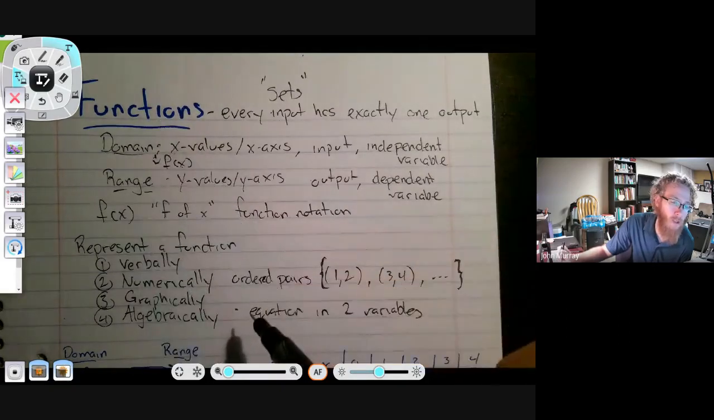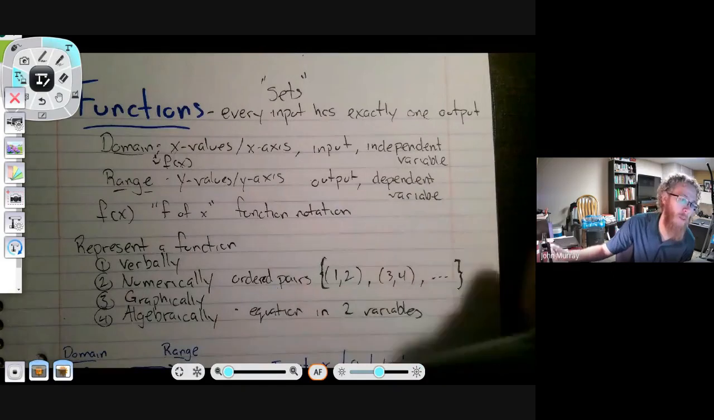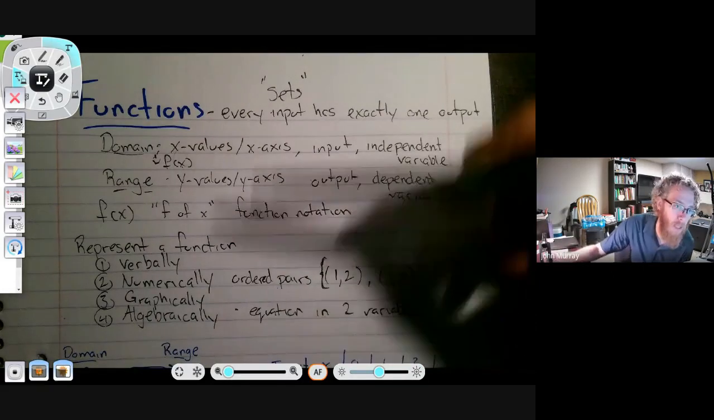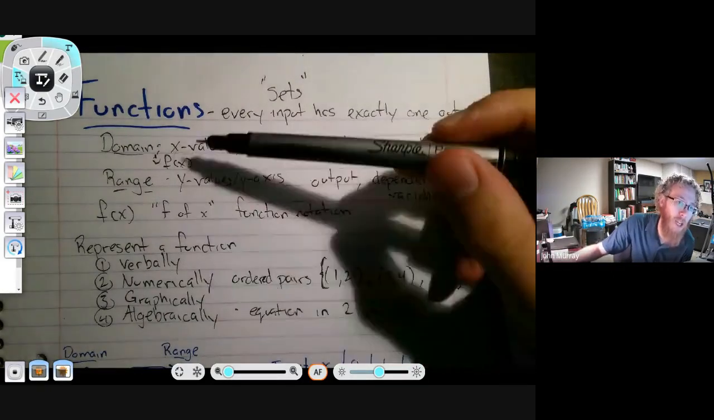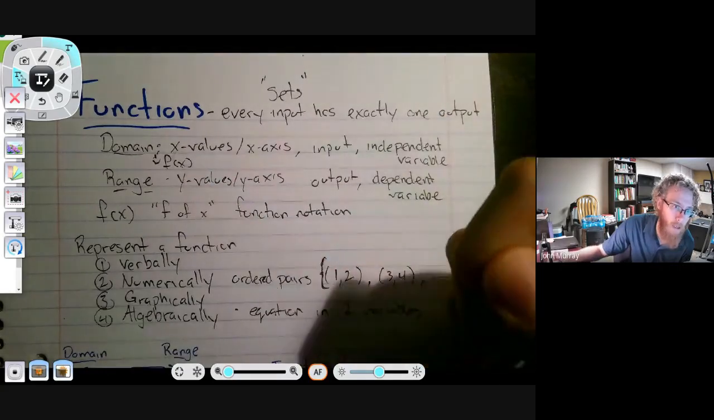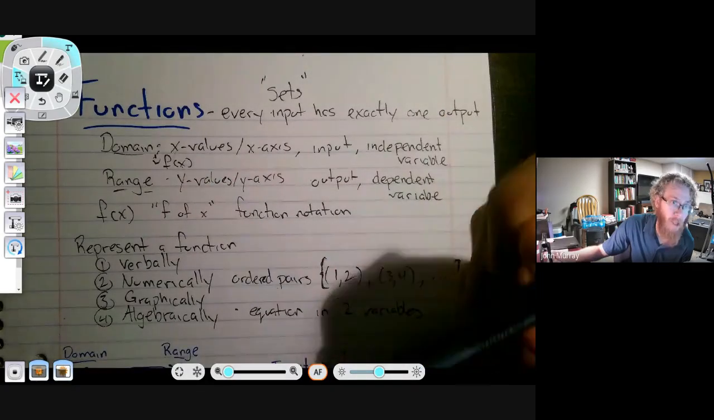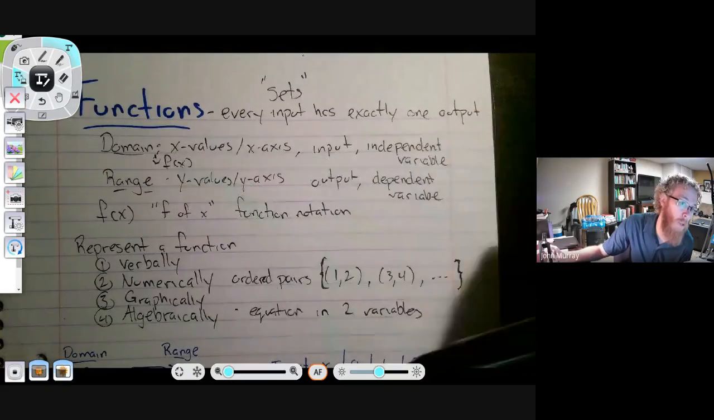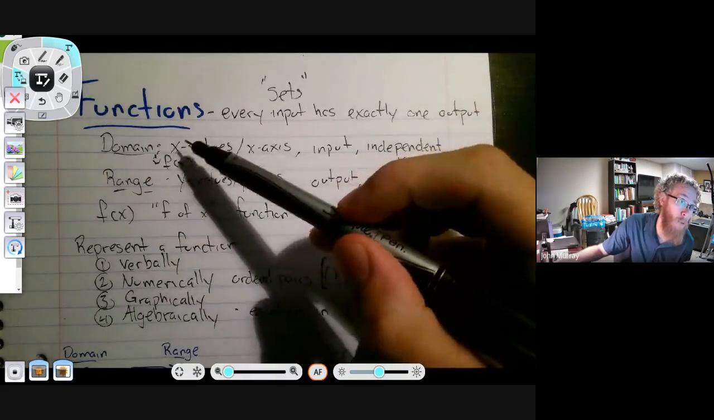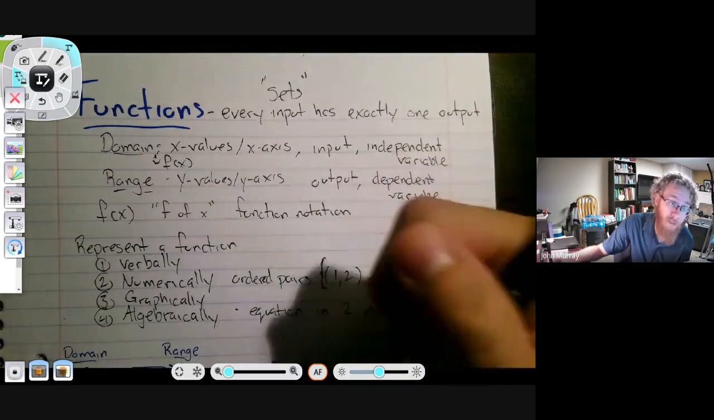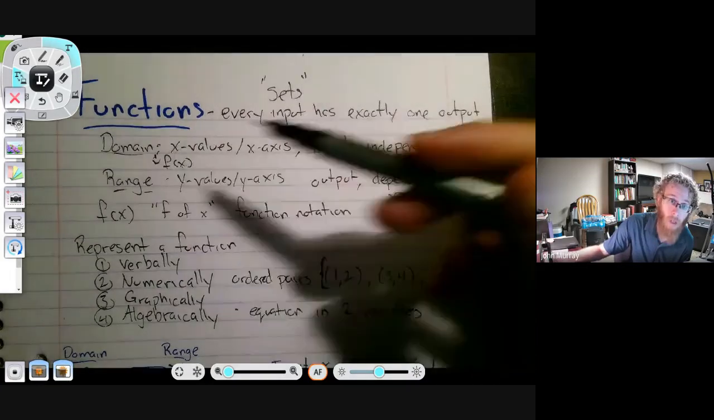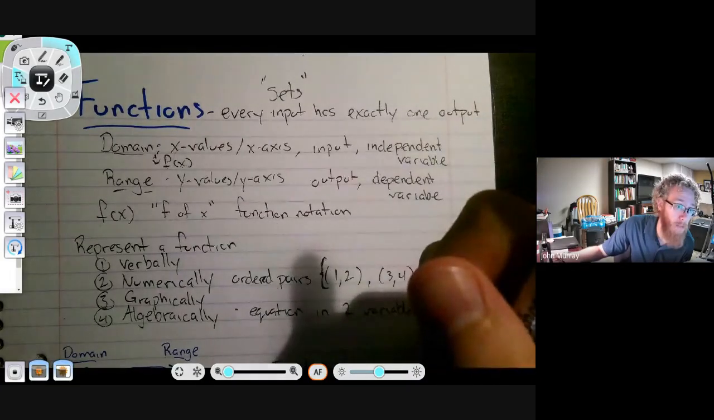I can have every x value go to 2, right? If I plug in 1, I get 2. If I plug in 10, I get 2. If I plug in 100, I get 2. That's still a function because each x value only has one y value. If I plugged in x to an equation and I got y equals 6 and y equals 5, okay, that's not a function anymore.